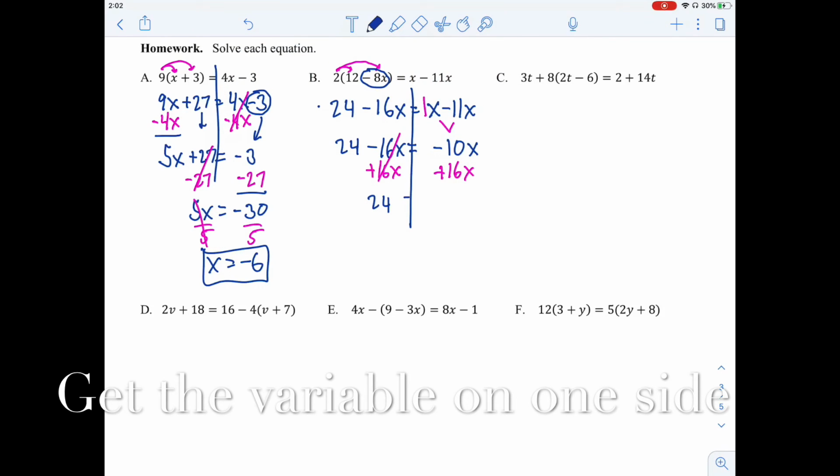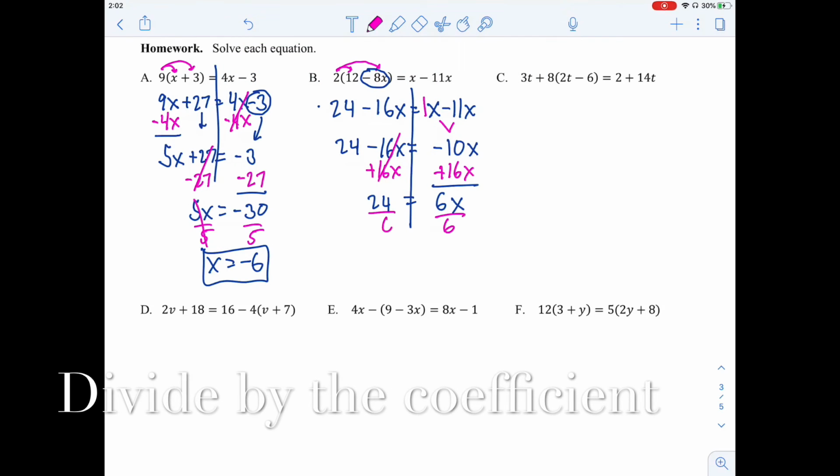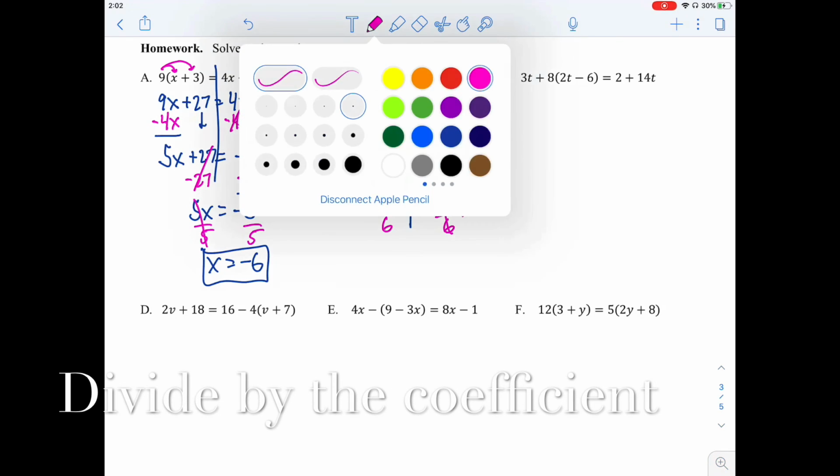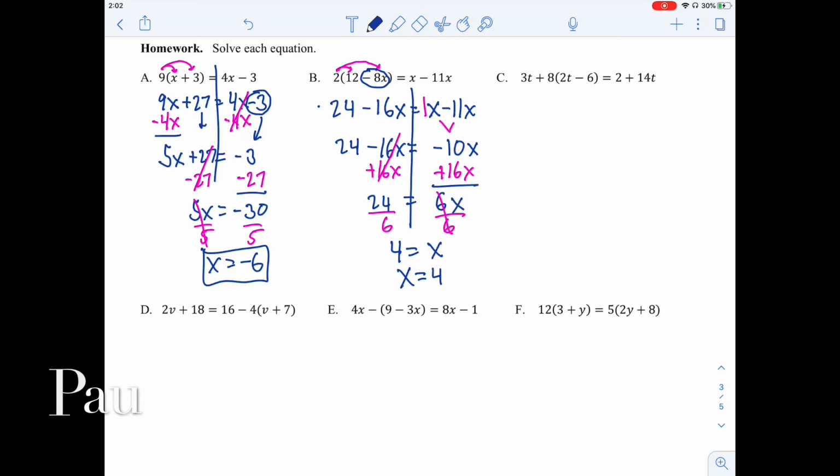So we got 24 equals 10 plus 16 is 26, right? With the x. And now we can divide by 6, divide by 6. So 24 divided by 6 is 4 equals x. And we flip it around, x equals 4. That's for part B. Part C.